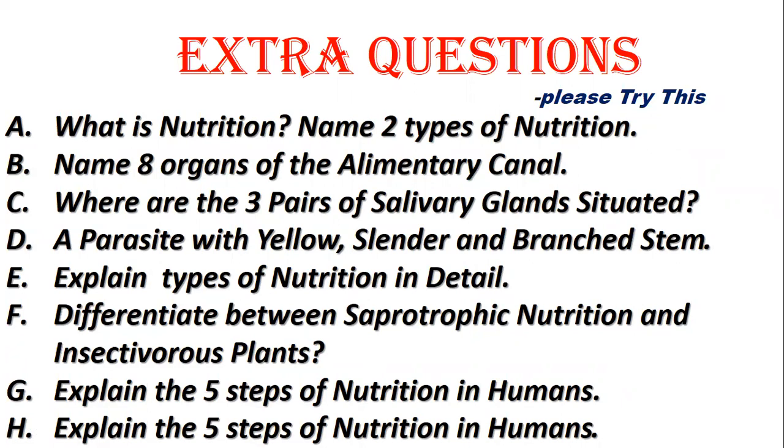Question E, explain the types of nutrition in detail. Question F, differentiate between saprotrophic nutrition and insectivorous plants. Question G, explain the 5 steps of nutrition in humans. Question H, explain the 5 steps of nutrition in humans. So here, by mistake, one question is repeated.